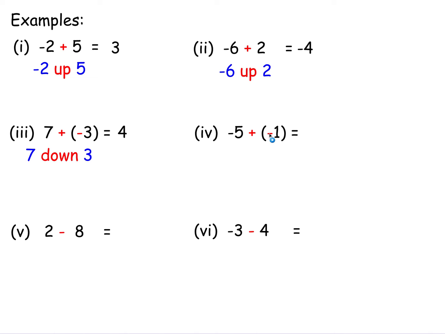Here, negative 5 add negative 1. So the bits in red there, adding a negative, that's the same as subtract. It's like negative 5 and subtract 1. That is negative 5 and go down 1. Negative 6. So addition of a negative is the same as subtracting.